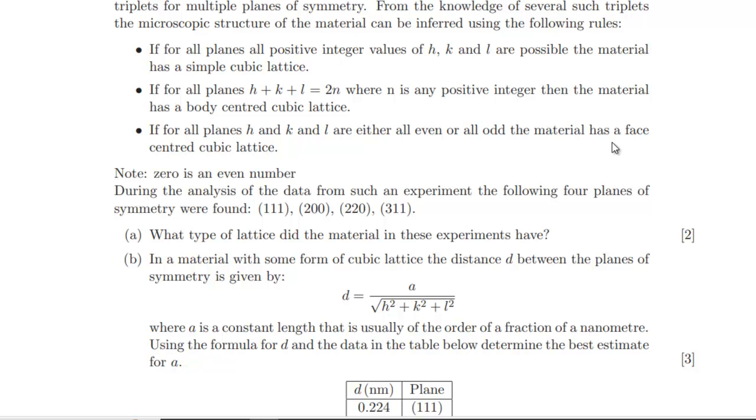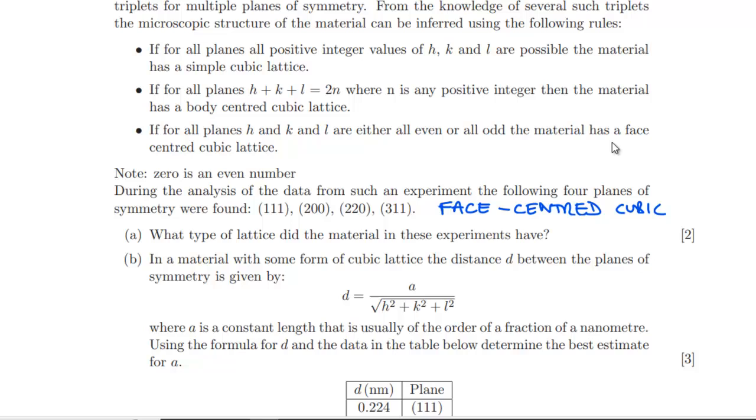If for all planes you add them up and you get an even number, well, it's not that either, is it? So it's going to have to be the last one, so it means they've either got to be all even or all odd. So yeah, all odd, all even, all odd. Right, so it's got to be the last one. So this means we're face-centered cubic. Okay, so that was all right.